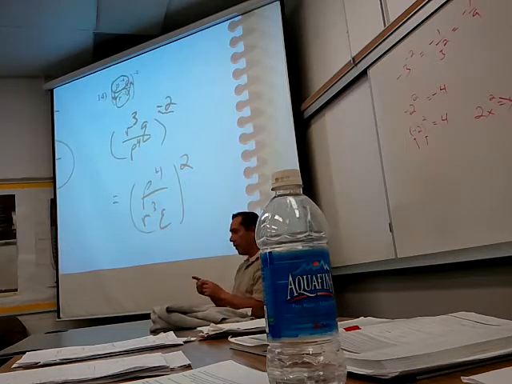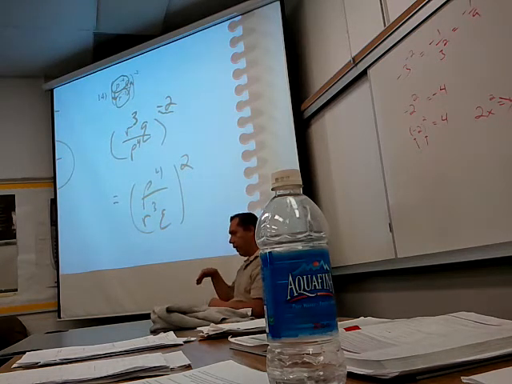What do I still have to do? Square it. I haven't done that yet. I did the negative part. I didn't do the second power part yet, right? And how do I raise all that to the second power?